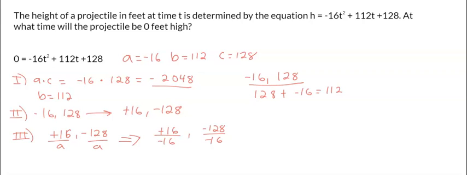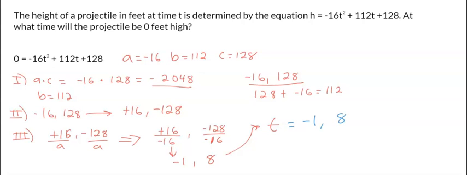Positive 16 divided by negative 16 is negative 1. And negative 128 divided by negative 16, let me erase this a little bit so it doesn't get confused with a 7, is going to be a positive answer. So that's going to be positive 8. So our t is equal to negative 1 seconds and 8 seconds.